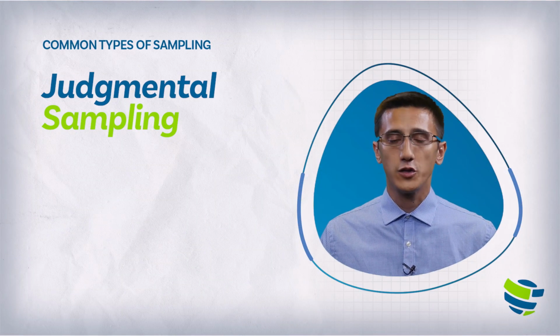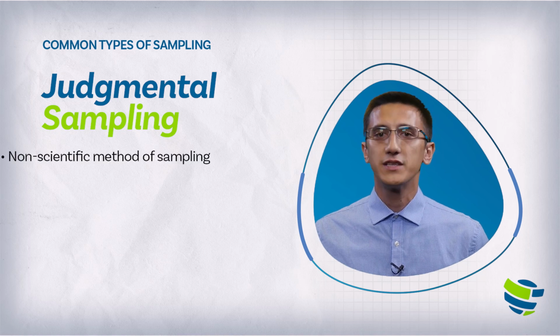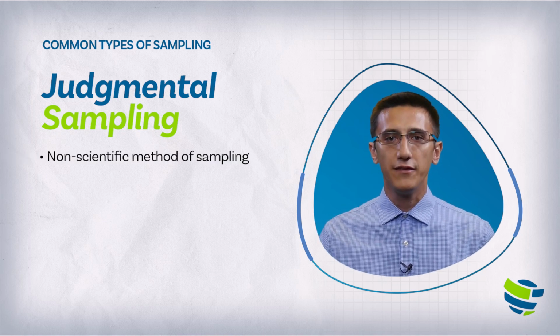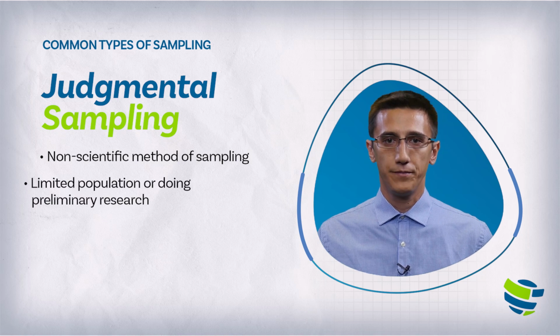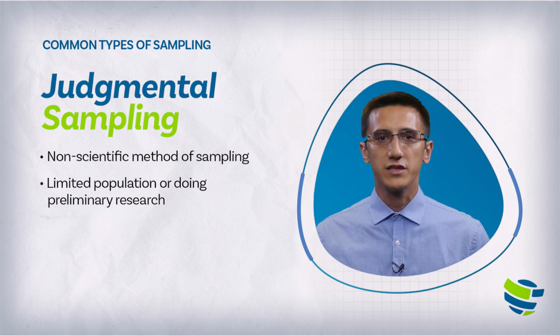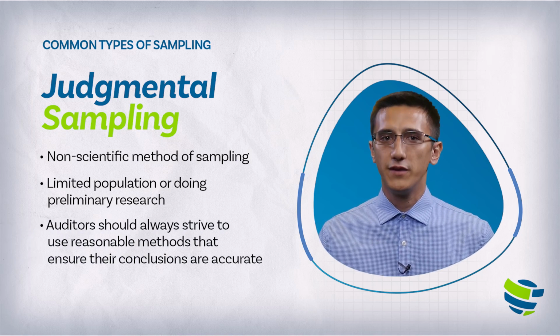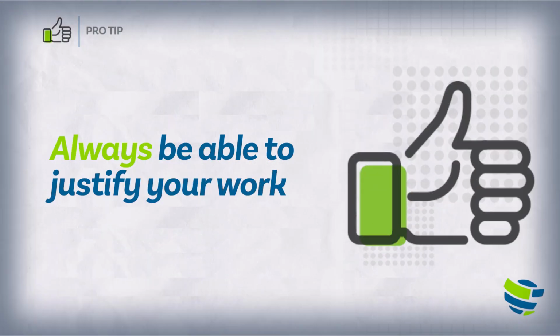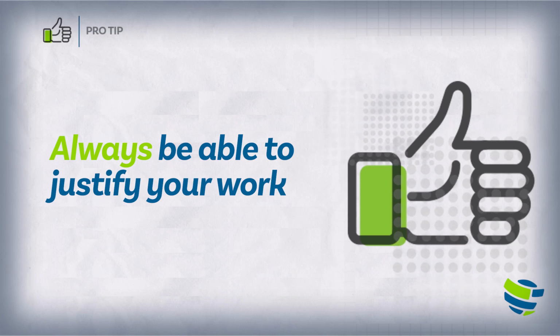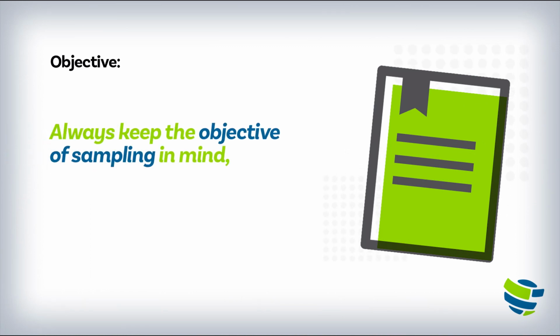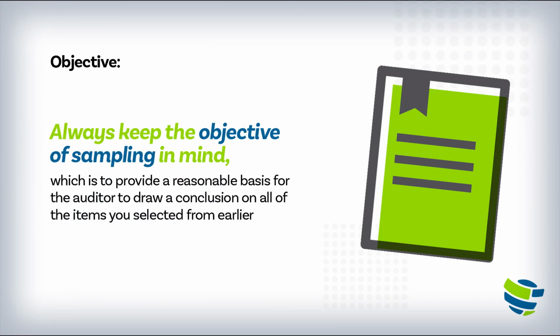Judgmental sampling, also referred to as haphazard sampling, is a non-scientific method that relies on a level of auditor judgment to select samples. You might use this method when your population is limited or you are doing preliminary research. Auditors should always strive to use reasonable methods that ensure their conclusions are accurate. Here's a pro tip. No matter which sampling method you choose, always be able to justify the reason why you chose it. Always keep the objective of sampling in mind, which is to provide a reasonable basis for the auditor to draw a conclusion on all of the items you selected from earlier.